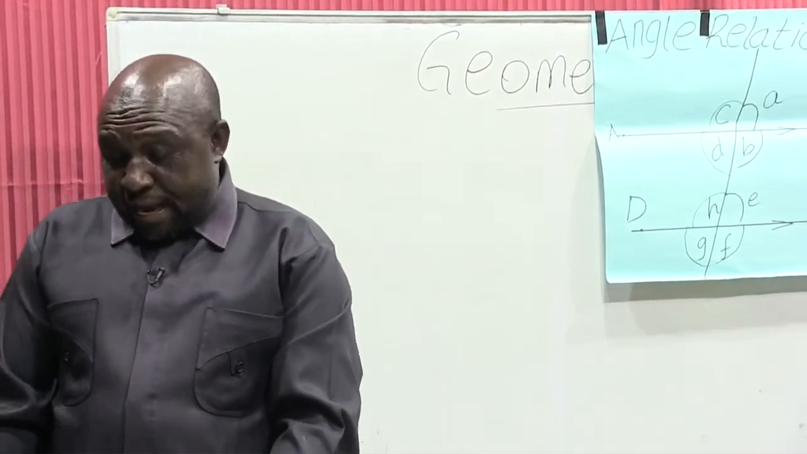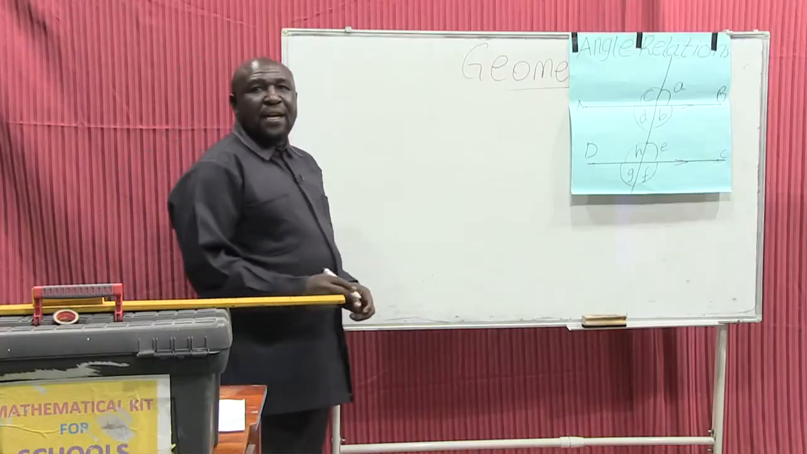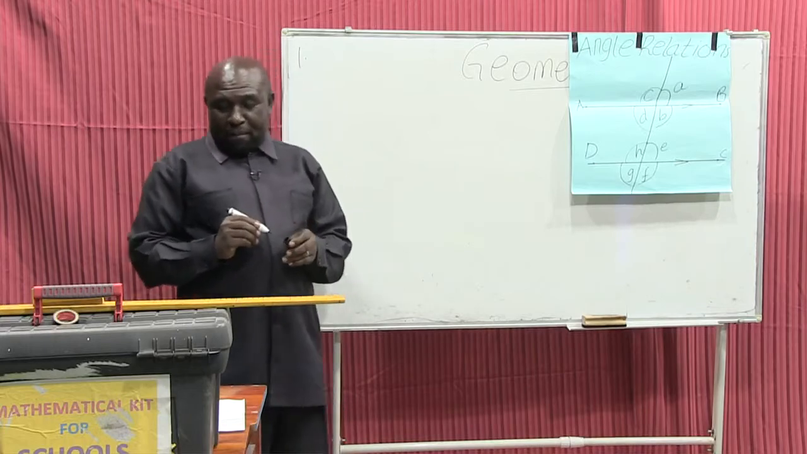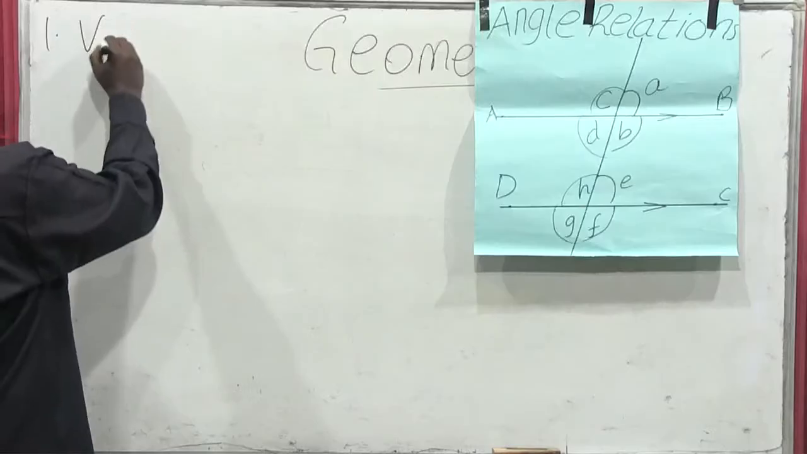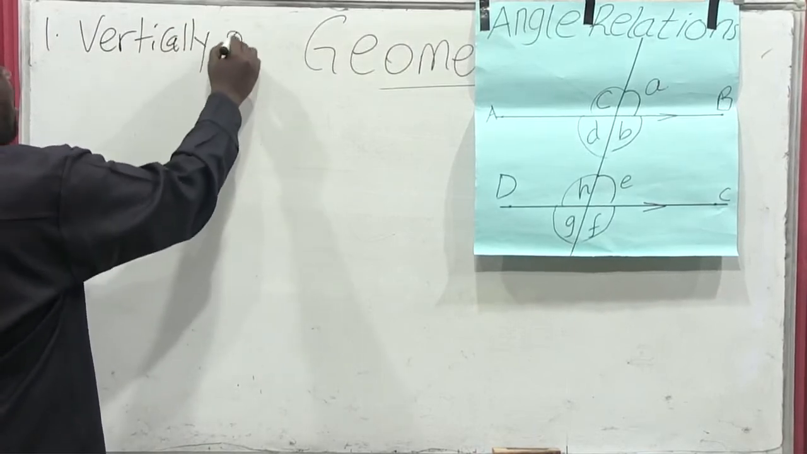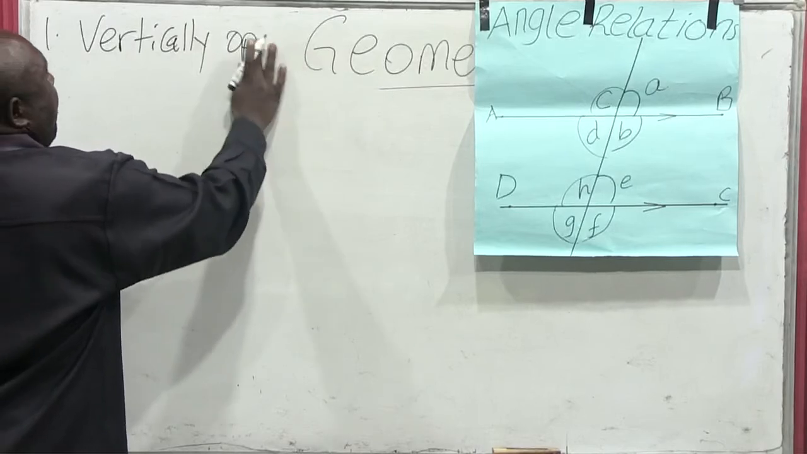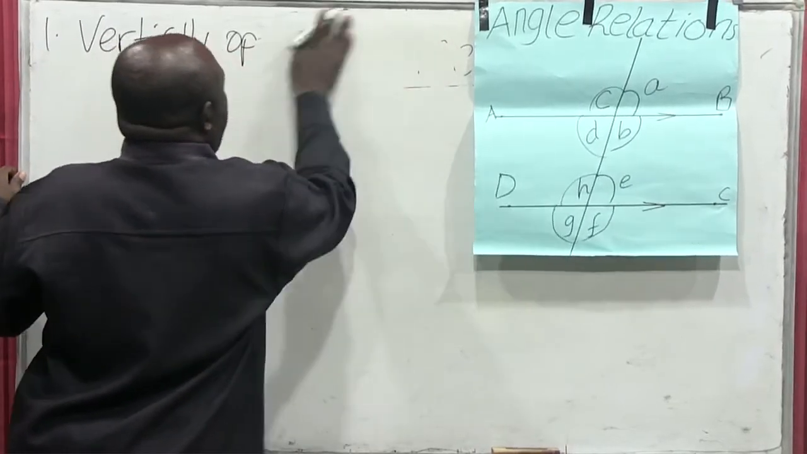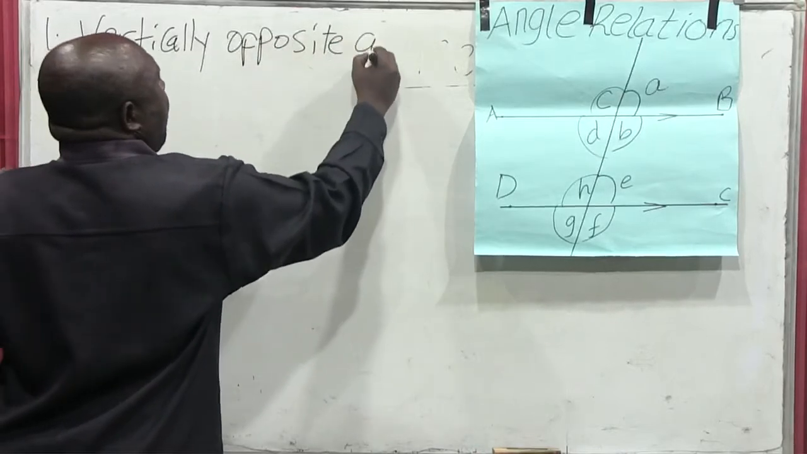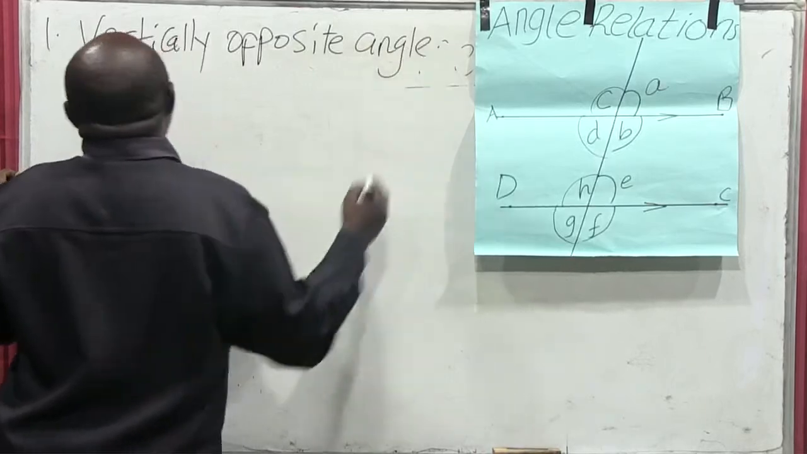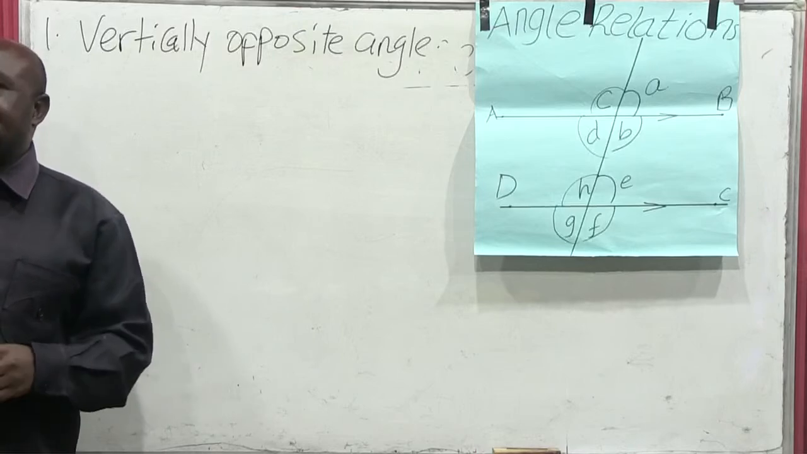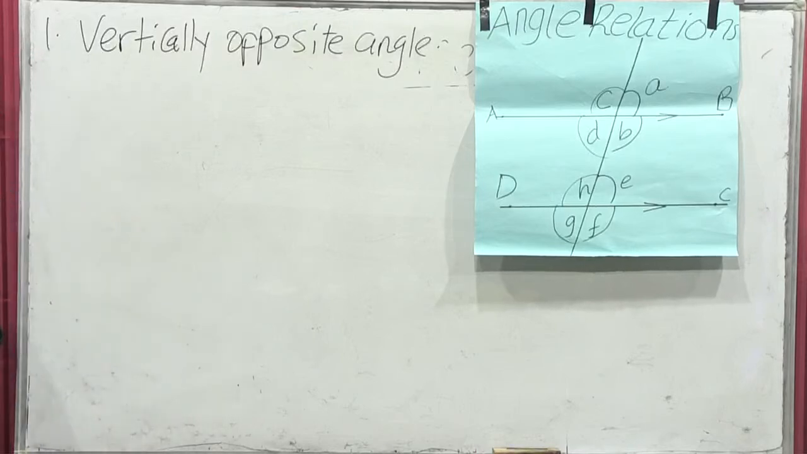I think you are ready. Let us start with principle number 1. Principle number 1 is about vertically opposite angles. Vertically opposite angles.